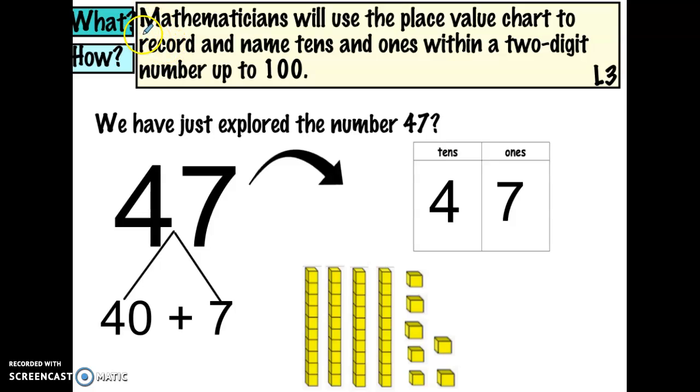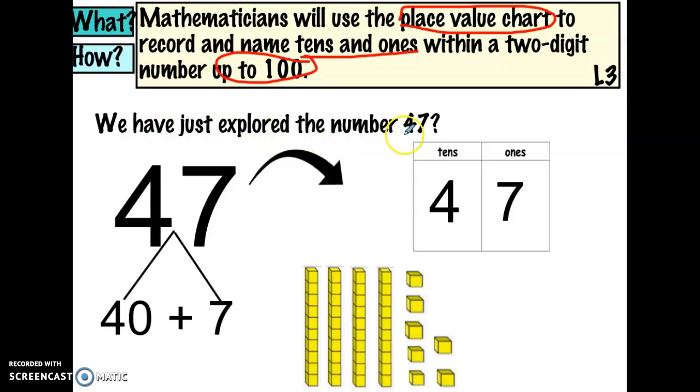I want to remind you that mathematicians will use the place value chart to record and name tens and ones within a two-digit number up to 100. So we're going to be using a place value chart. We're going to be going from tens and ones, right? And we're going to be doing it up to 100.